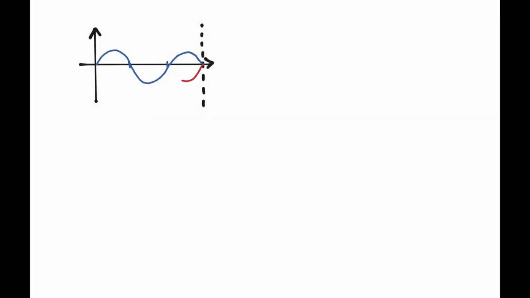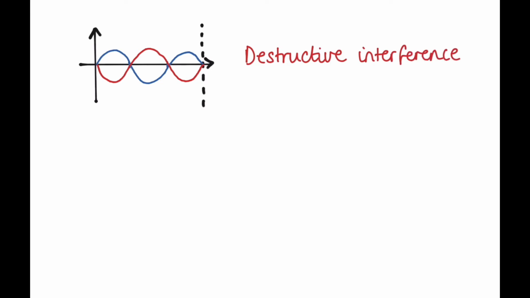Here I've got one blue progressive wave drawn on the diagram moving to the right. Now I'm drawing the red wave, which is the reflected version of that progressive wave moving back to the left. Now, in this situation, these waves are going to undergo destructive interference. The peak of the blue wave meets the trough of the red wave and vice versa. And this results in a kind of cancelling out. And this results in the nodes of stationary waves.